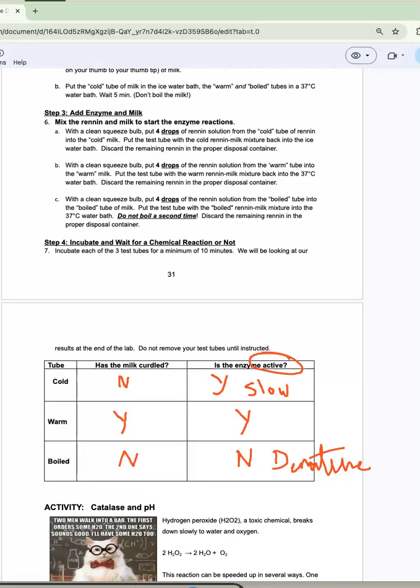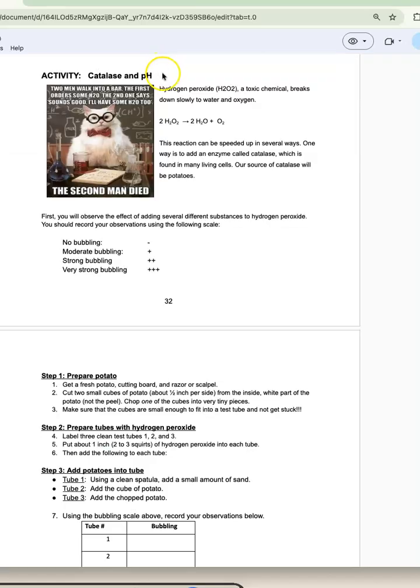All right, that's it for this activity. The next activity that we're going to move on to is the catalase and pH experiment. So I'll see you in the next video.